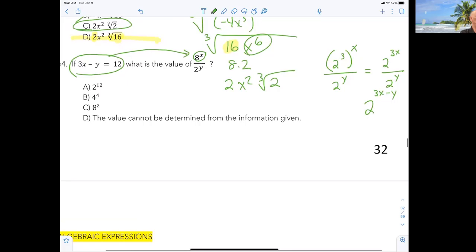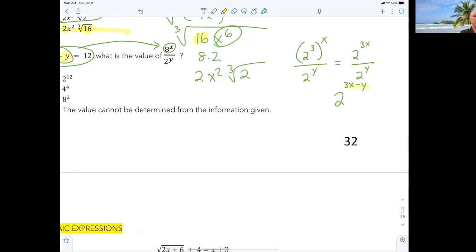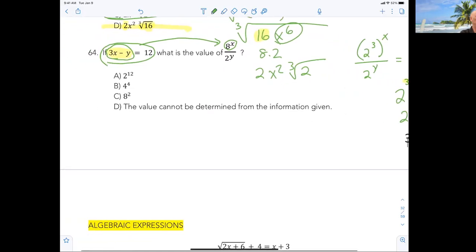Now you understand me. What is 3x minus y? What is 3x minus y equal, guys? 12. Now you see 3x minus y, 2 to the 12th. There you have it.